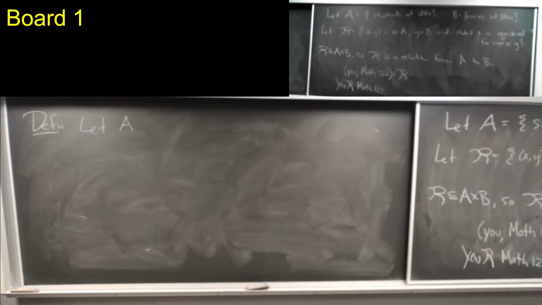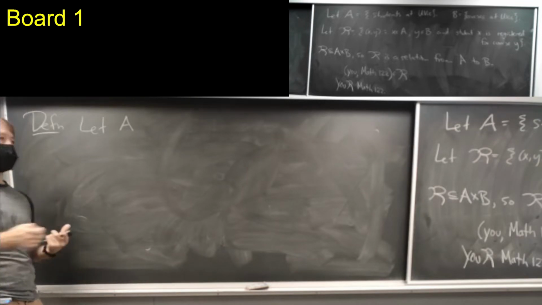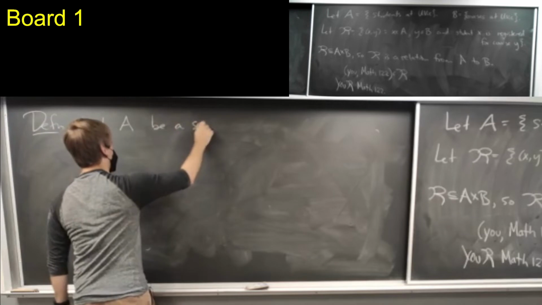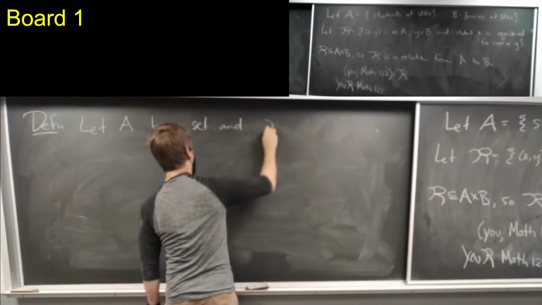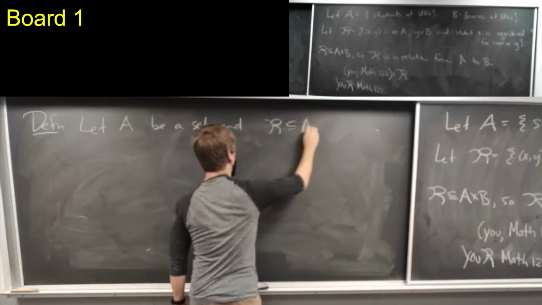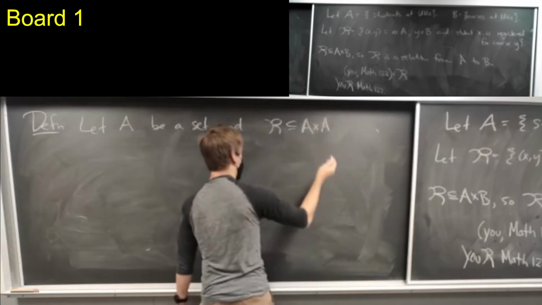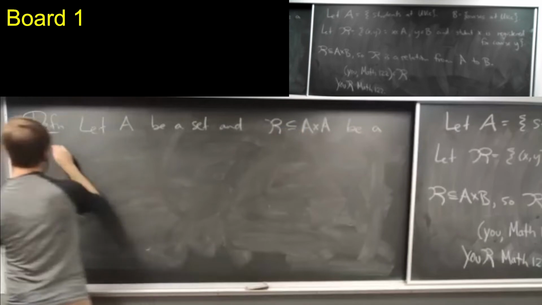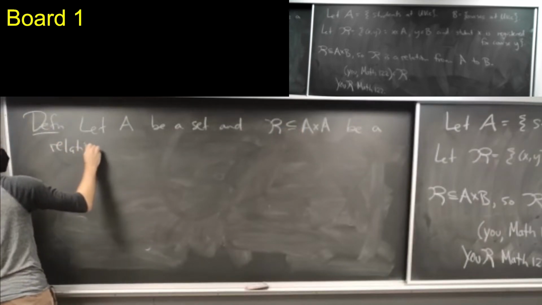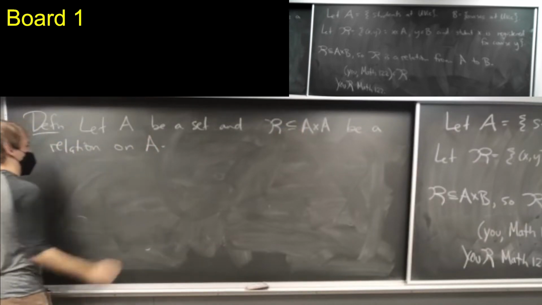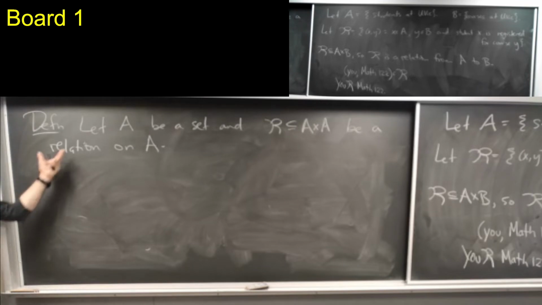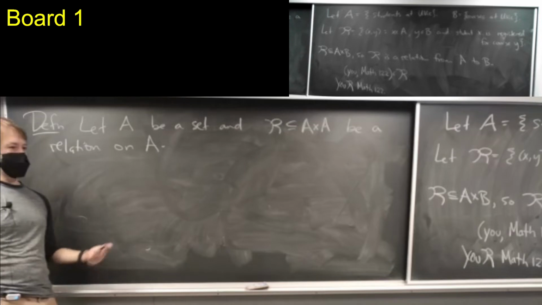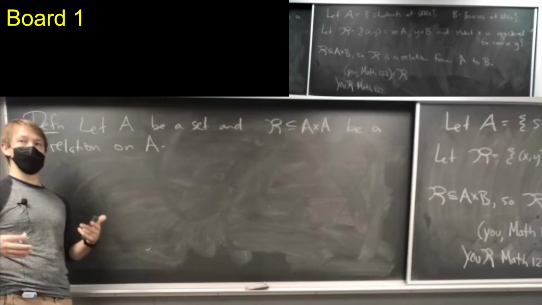Okay, so let's talk about some special properties of relations on a set. Let A be a set, and let R be a subset of A cross A. In other words, let R be a relation on A. This is going to be just a big definition with a lot of new terminology, and then we'll look at some examples to try to understand the terminology.